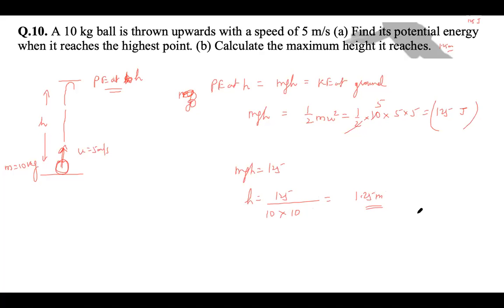Is it clear to everyone? Yes, sir. लिख भी लिया सबने? Yes, sir. I hope everyone has understood this concept. Here the kinetic energy is converted into potential energy. So kinetic energy at the ground is converted into potential energy at height h.